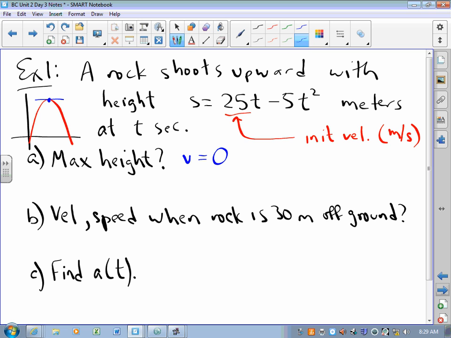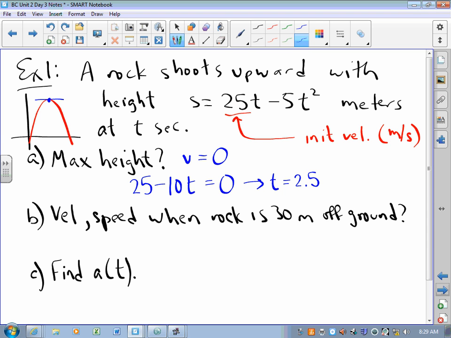And I know what velocity is. It's the derivative of displacement. So that's 25 minus 10t, the 2 comes down and multiplies by 5. And so I know at what time this happens. It happens at 2.5 seconds.